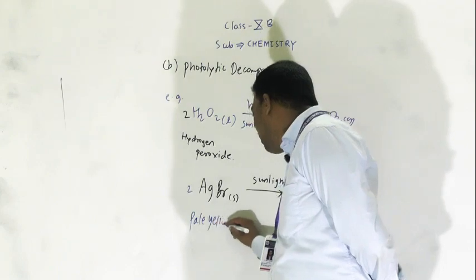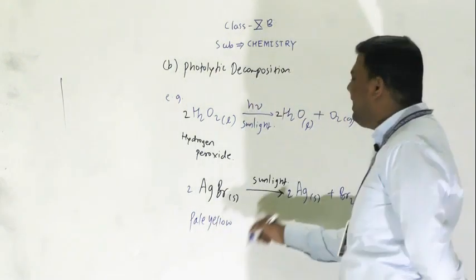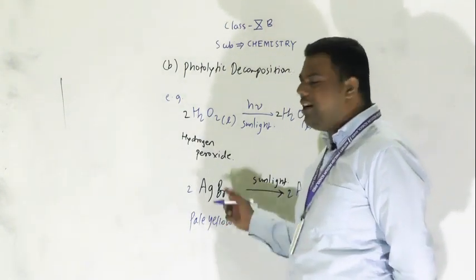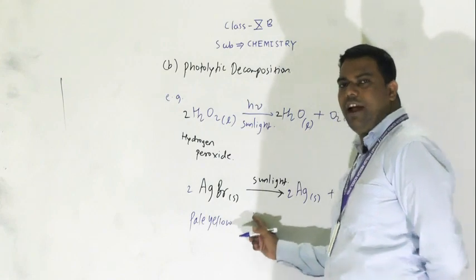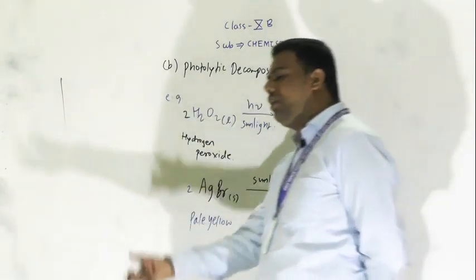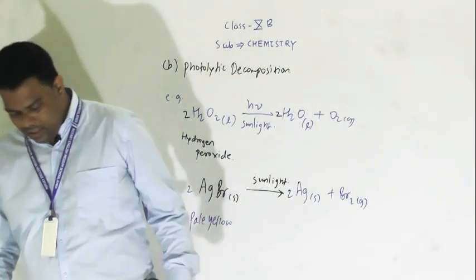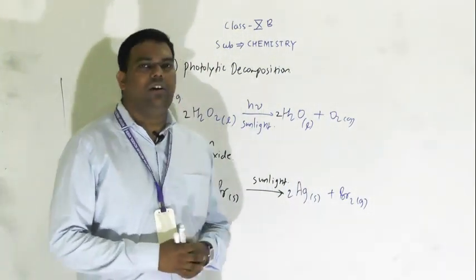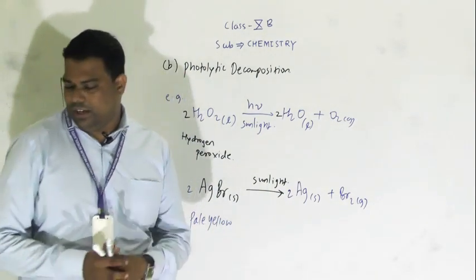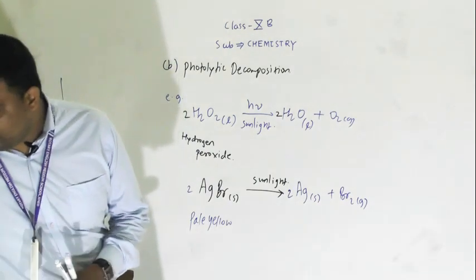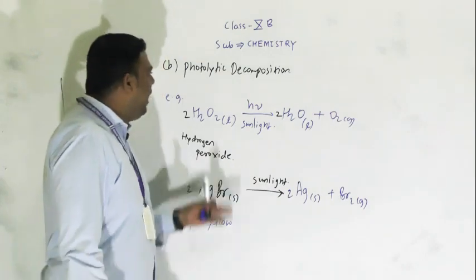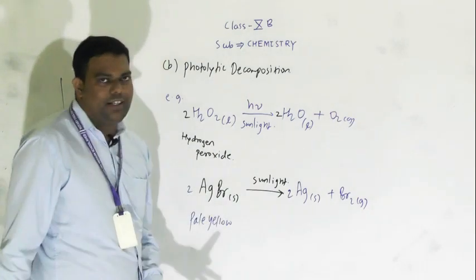Basically this AgBr solid, your color of this is pale yellow. Now the same reaction will occur in the presence of silver chloride also. So silver chloride solid, when affected by sunlight, what will you get? 2 Ag solid plus chlorine gas will evolve. Okay, now we are going to discuss one of the important types, that is electrolytic decomposition. So see here, what is that electrolytic decomposition? Now we saw thermal decomposition and photolytic decomposition, and in that we saw examples.